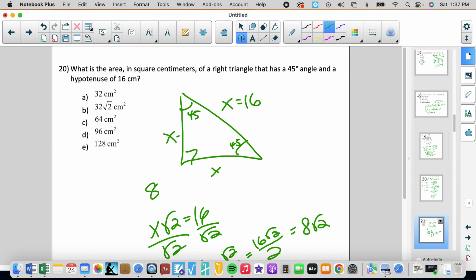So the legs are x and the hypotenuse is x rad 2. So if our hypotenuse is 16, that's what we solved. So x is going to be 8 rad 2. My bad. Got a little confused there. 8 rad 2. Now we need to find the area.